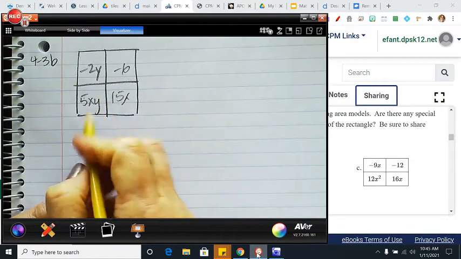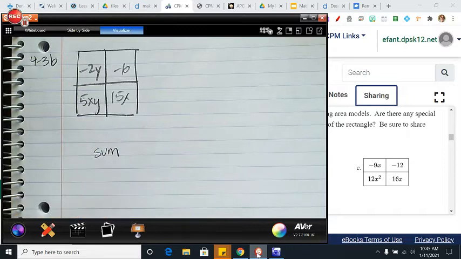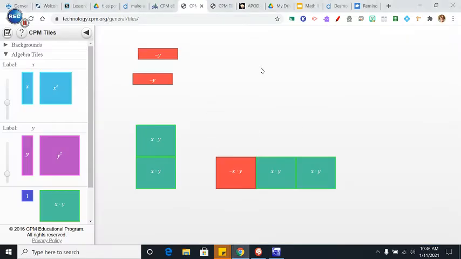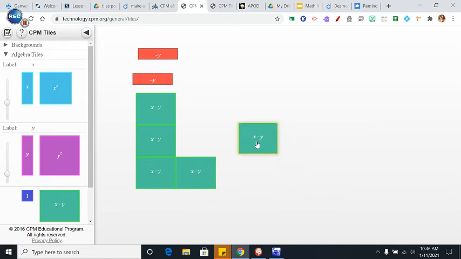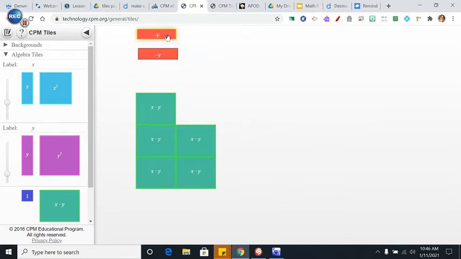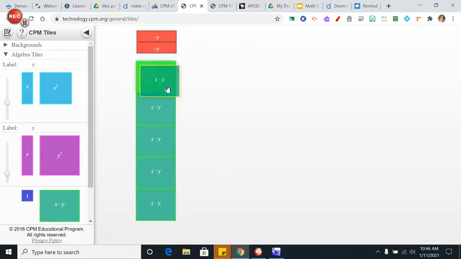So for example, if I had built this with tiles, I'm going to quickly build this with tiles. I'm actually going to film as I build this. So there's 5 XY tiles. Not sure how to make a rectangle right now, but I'm organizing these the way that I think they're going to fit together. So 5 XY tiles, and then there's 2 negative Y tiles. So I'm putting those together.